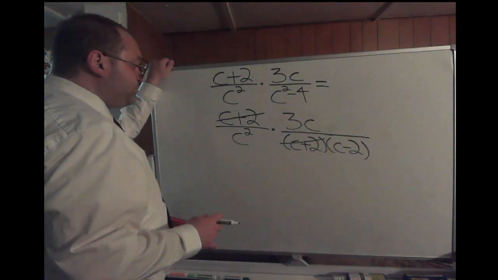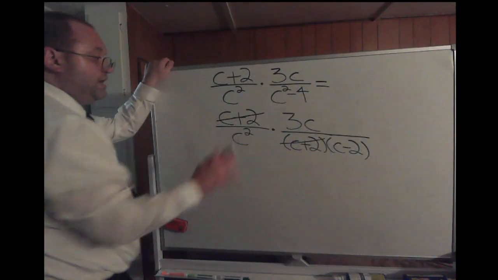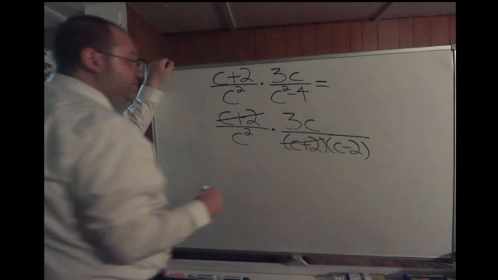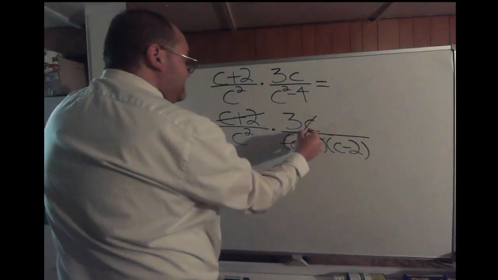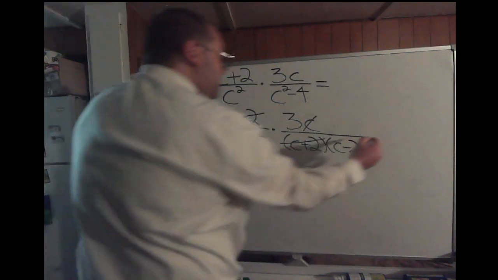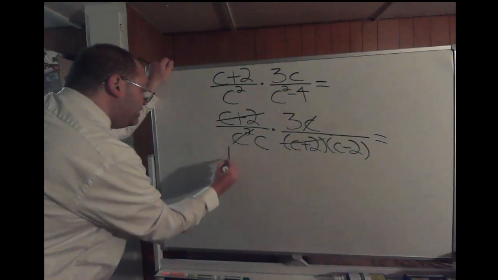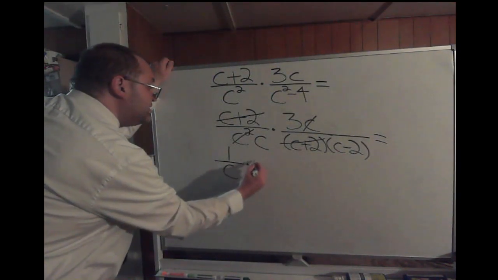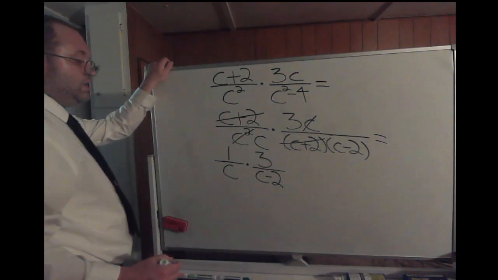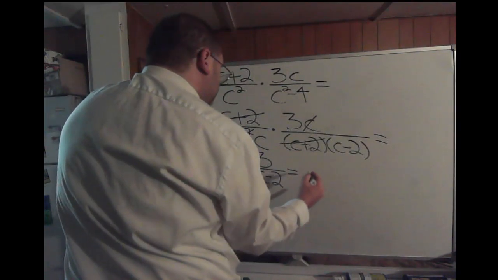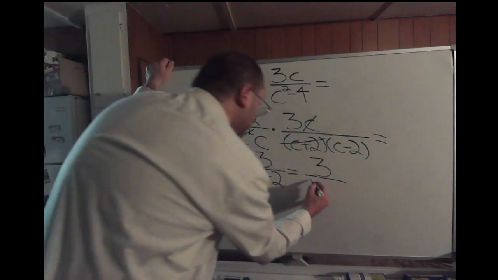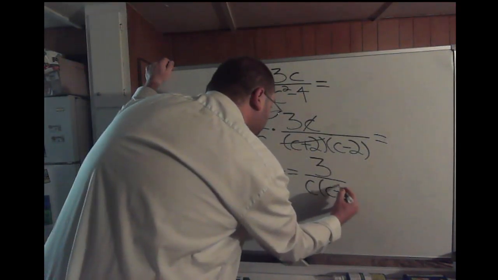Now, you have 3c and c squared to deal with. Between the c squared and the c part, there's a common factor of c. You divide 3c by c, you just get 3. Divide c squared by c, well, you just get c. So what you're left with now is 1 over c times 3 over c minus 2. So when you go ahead and multiply this, you would get 3 all over, you can leave it in the denominator as c times the quantity of c minus 2.